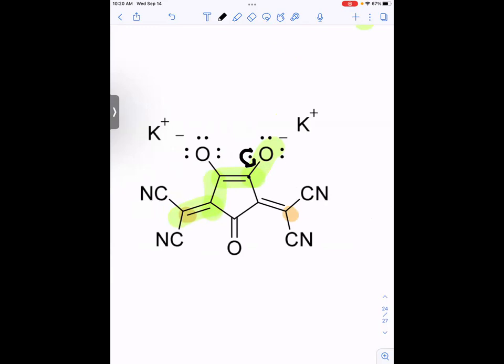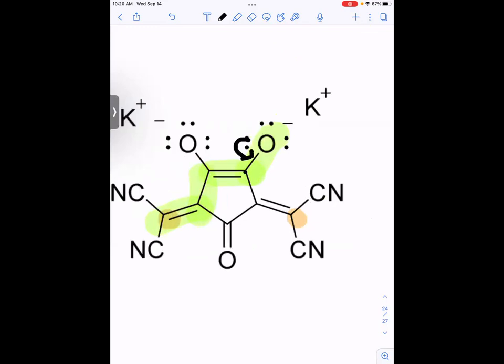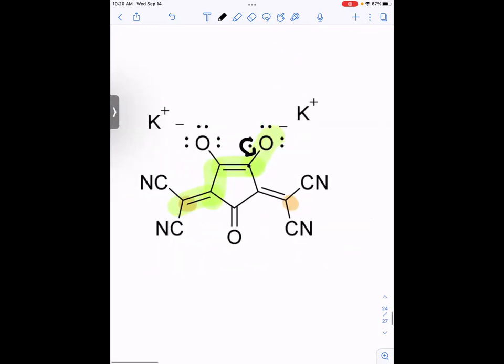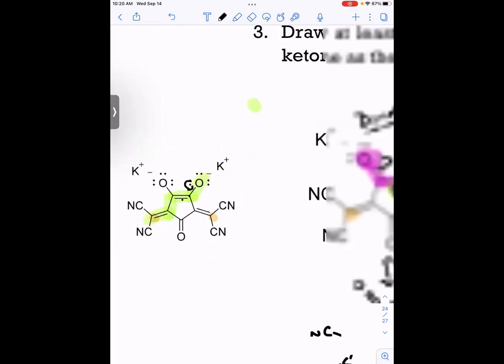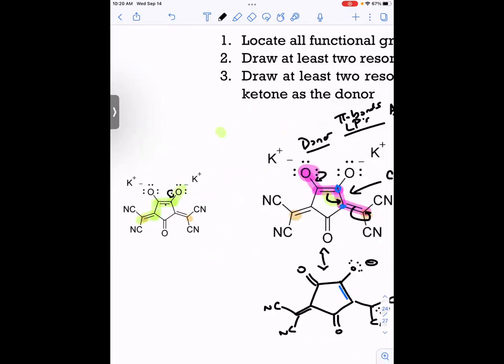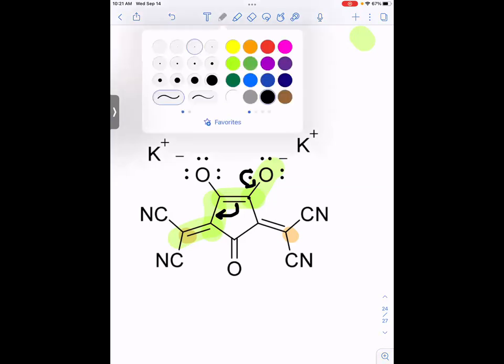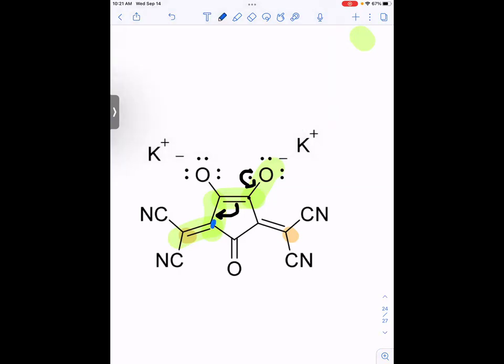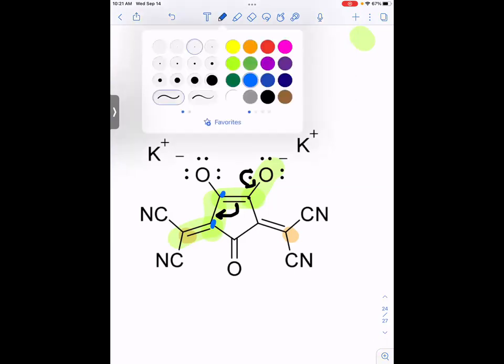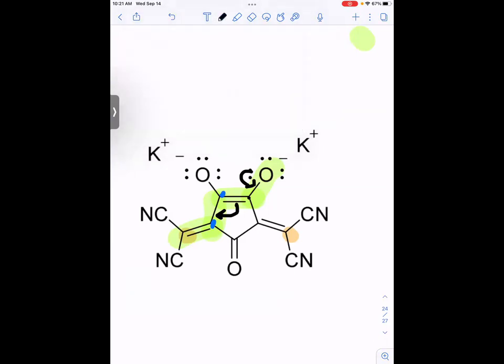From that carbon to the next carbon, from the pi bond to the carbon right here. Yeah, put a pi bond. So that's going to shift the pi bond between these two atoms. And then from that carbon to the carbon right here, right?